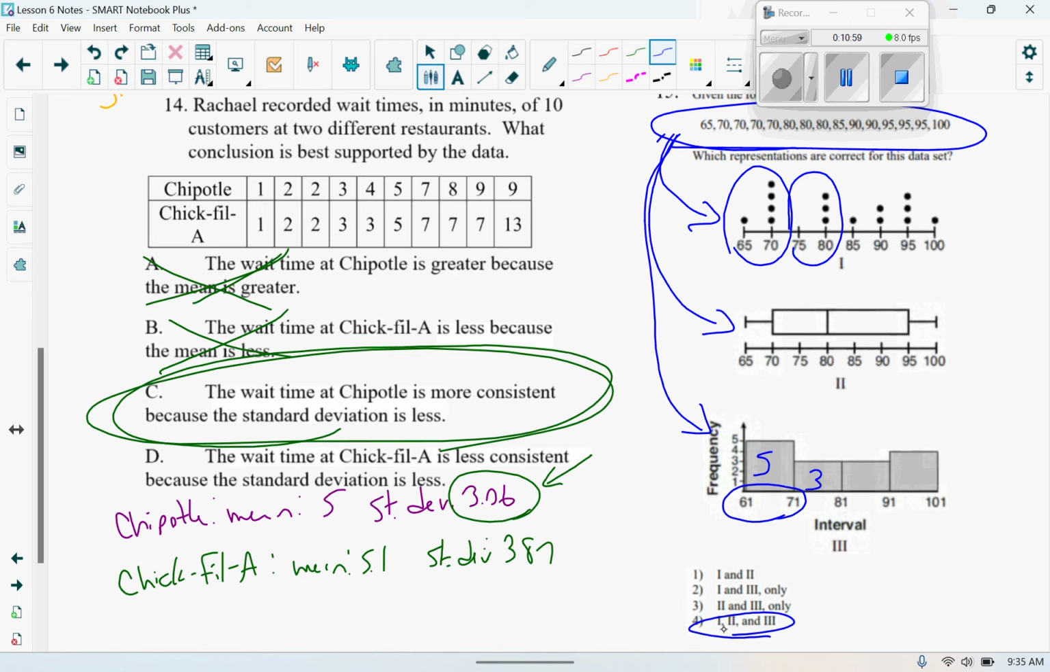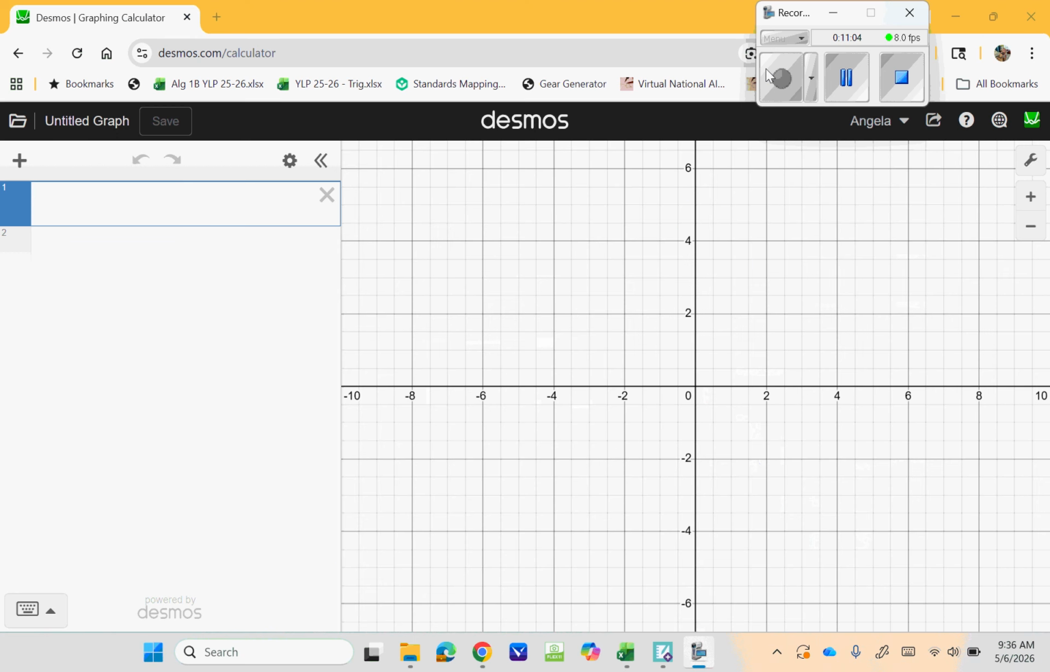Before I get off of here, I'm going to show you real quick how to type some things into Desmos. Let's just do the Chick-fil-A one. I'm not going to make a table. I will call that data set A, and I'm going to just type in the data like this: 1, 2, 2, 3, 4, 5, 5, 7, 8, 9, 9.